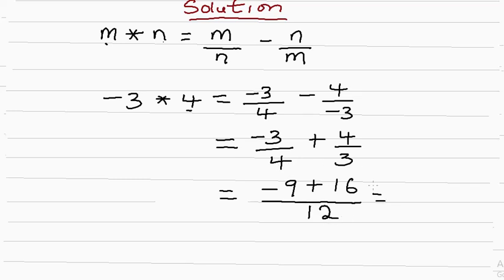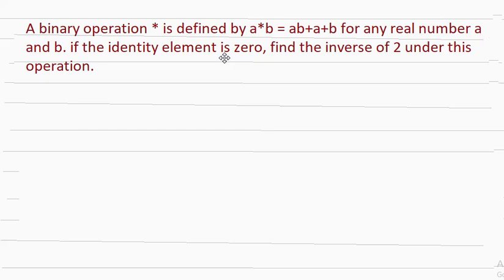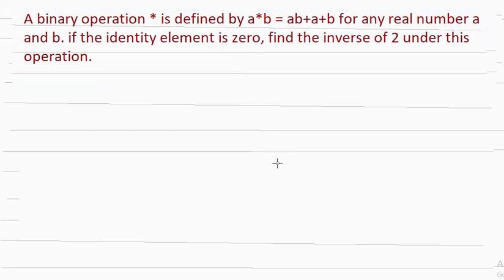Now, −9 plus 16 gives me 7. So that is 7/12. I hope that is well understood. Very simple. Okay, let me solve the next one. This question goes this way.